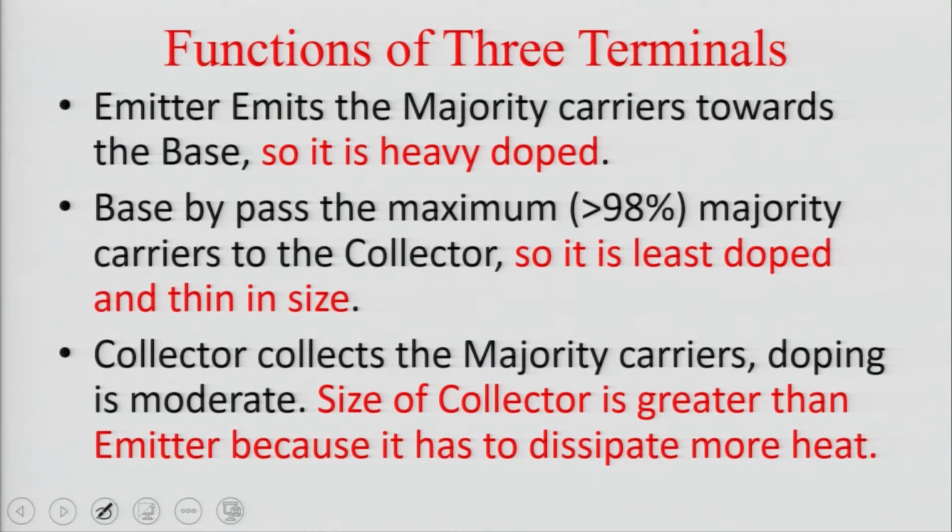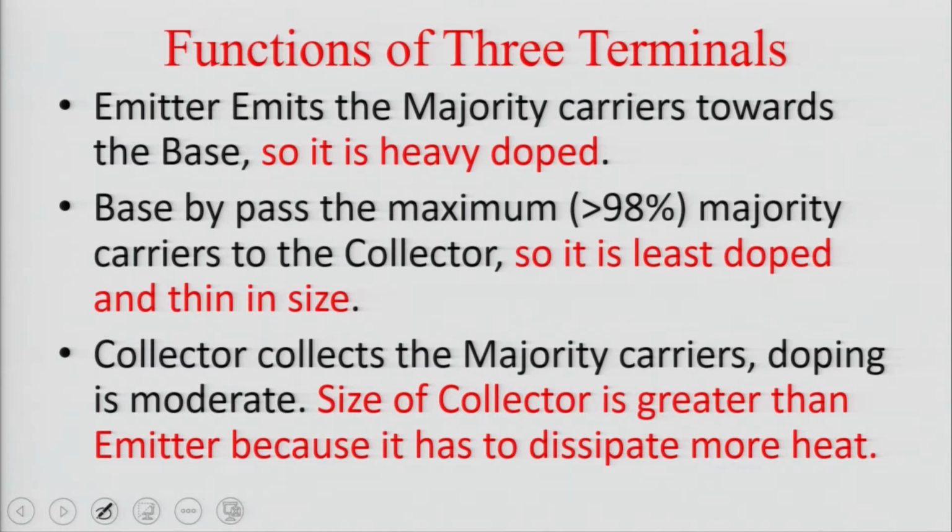Now, on the other hand, what about the base? The function of the base is to bypass the majority charge carrier to the collector. This means bypass the maximum majority charge carrier to the collector. The base layer will bypass the maximum charge carrier. For this, the doping of the base layer should be least. Why should it be least?